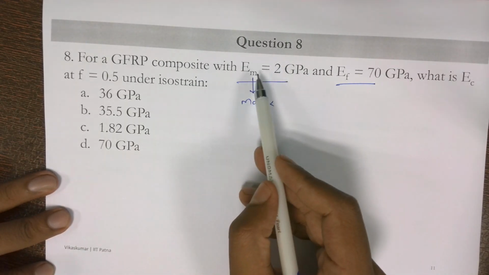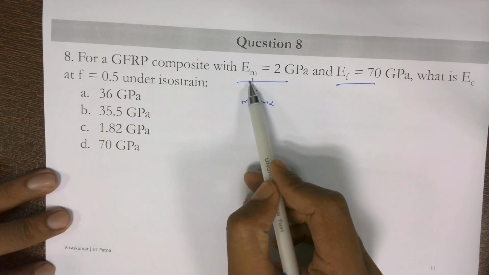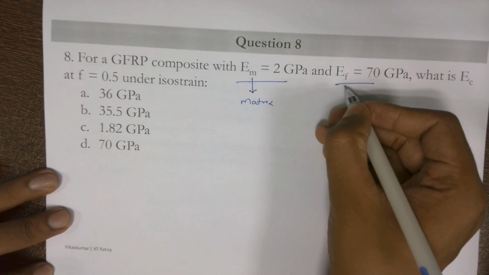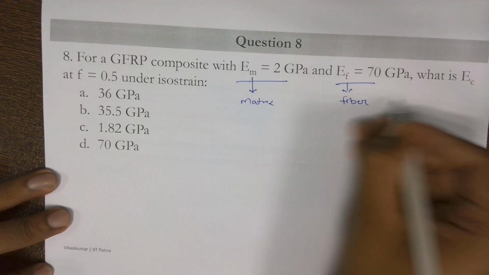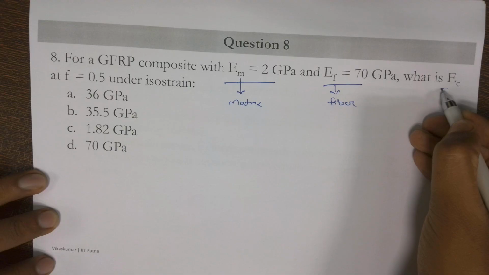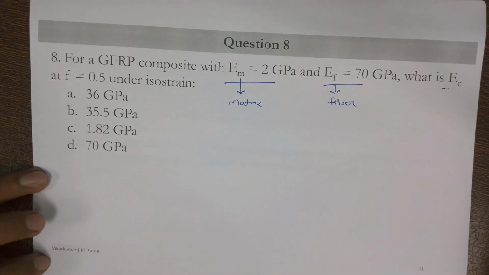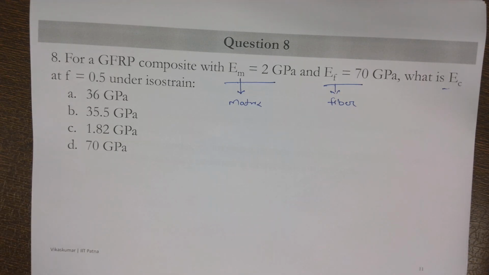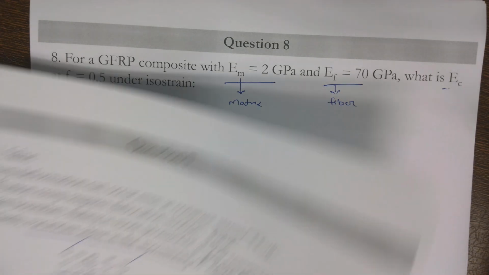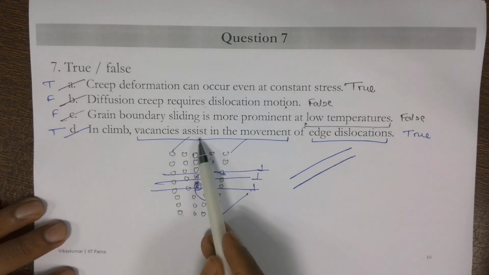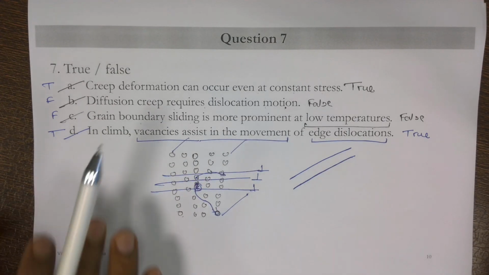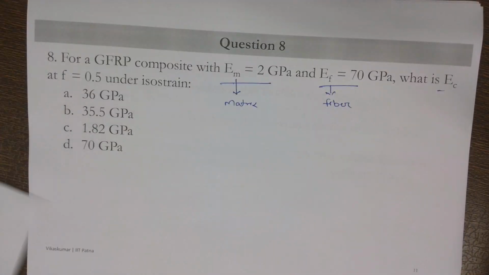This is the Young's modulus of the matrix. Here, F is the fiber. What is the EC? A student asks: the last question once more, sir. Okay. The question says, in climb, vacancy assists in the movement of the edge dislocation. Let's have a discussion on this.